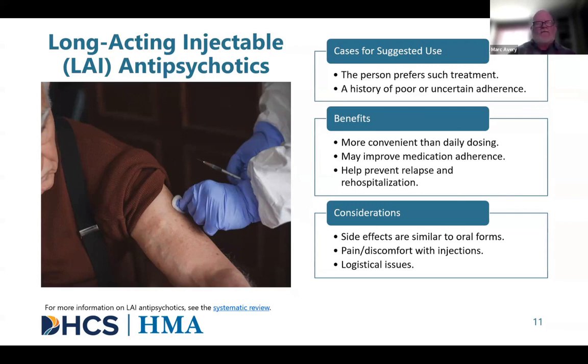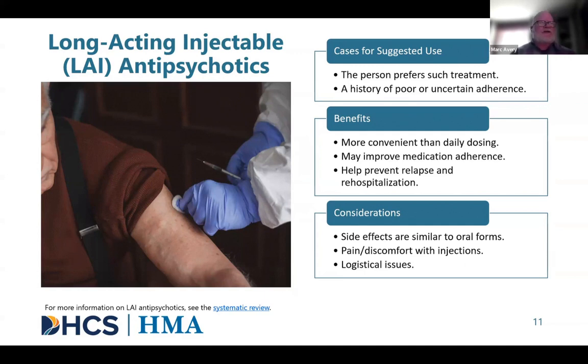But there also are long-acting injectable antipsychotic medications. Once a person is stabilized on them, these medications are administered through an injection once every 2 weeks up to 6 months. These are different from short-term injectable antipsychotic medications that are sometimes used in emergency circumstances, but we're not talking about those. We're talking about the long-acting ones here.